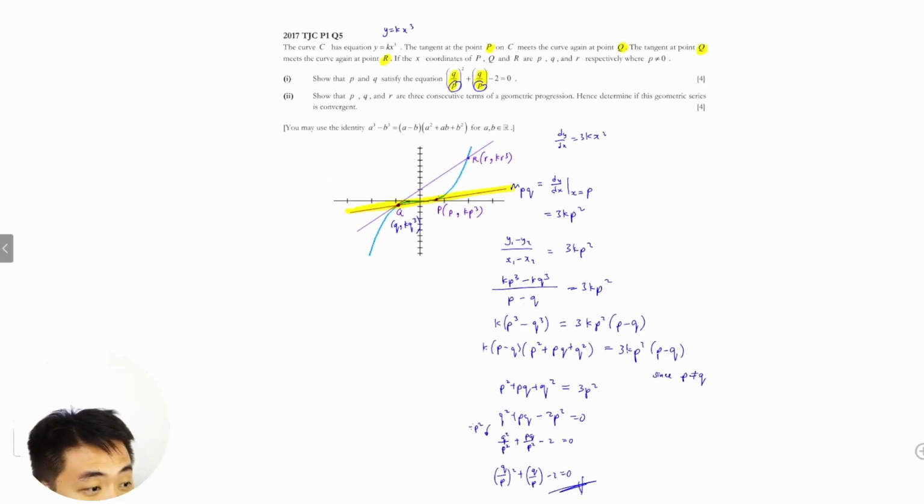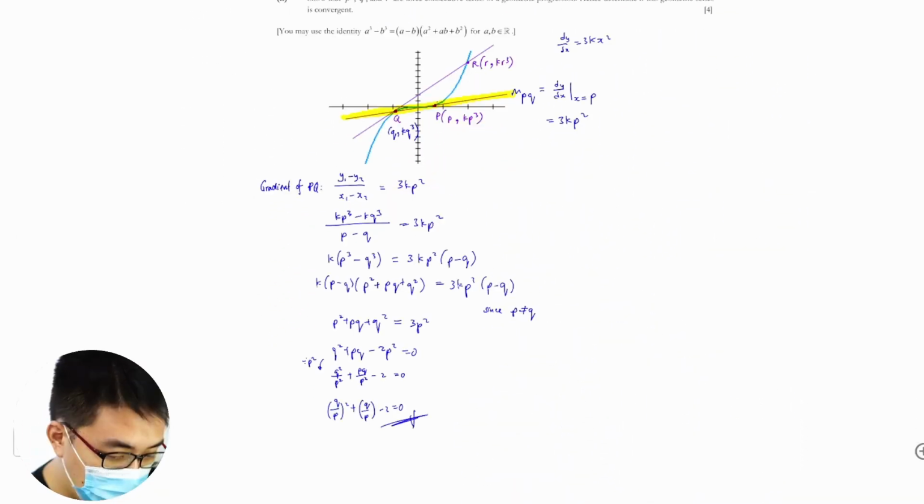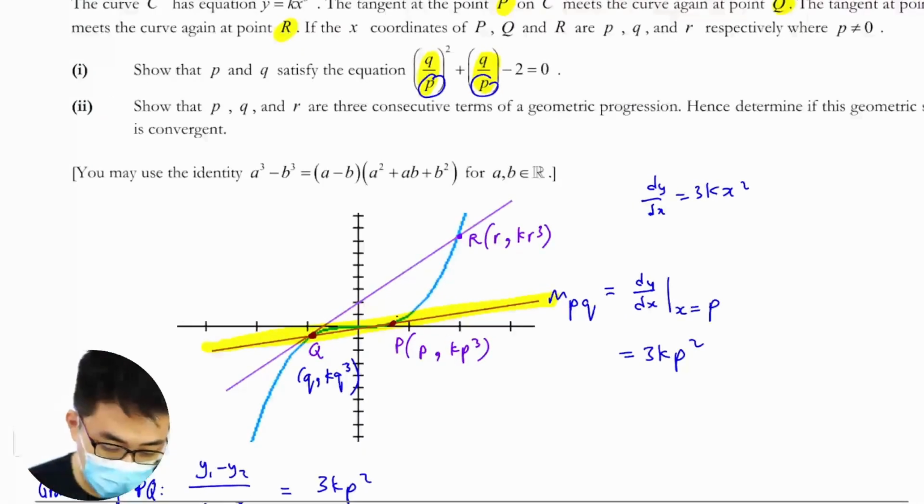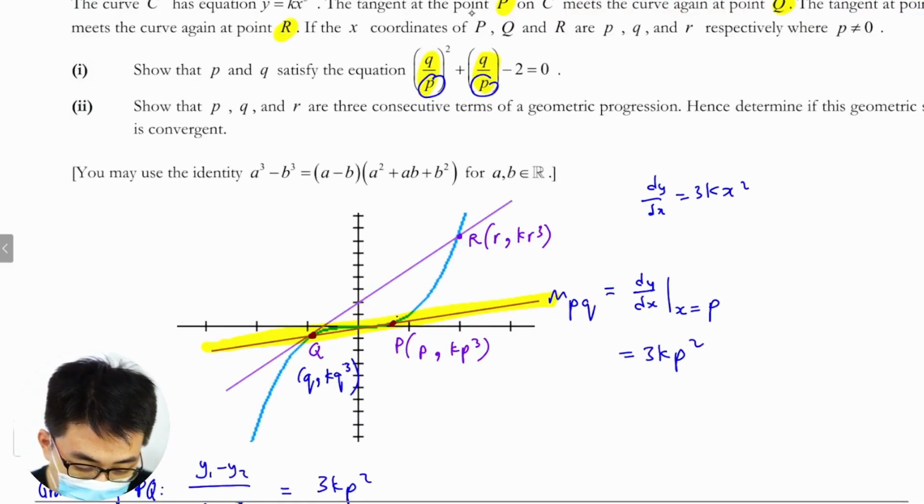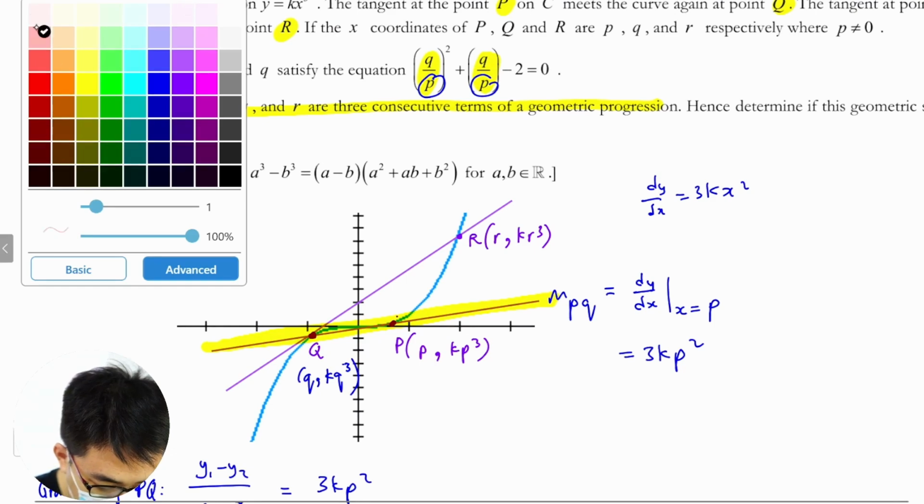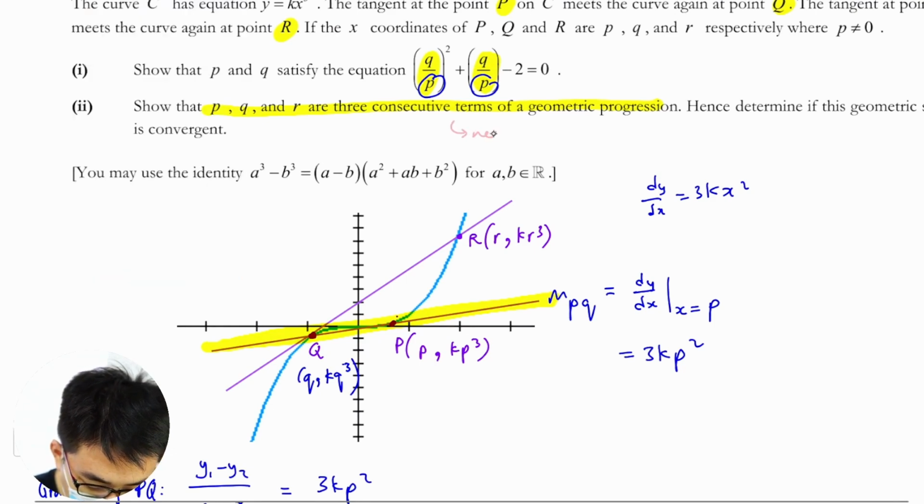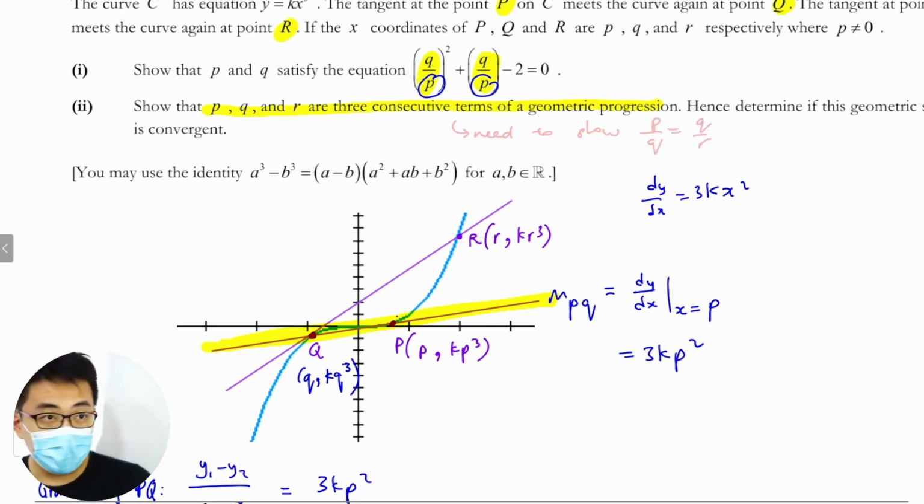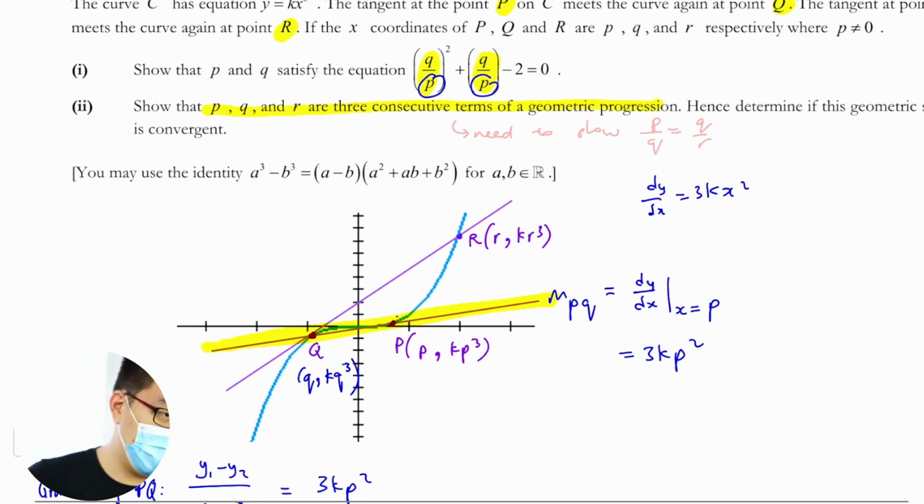Second part very fun. So part 2, show that P, Q and R are three consecutive terms of a GP. So meaning you need to show P over Q is equal to Q over R. That's the first thing you must be able to tell.